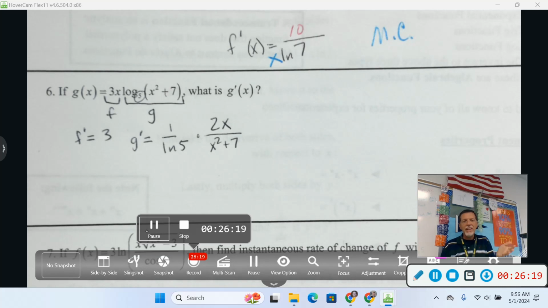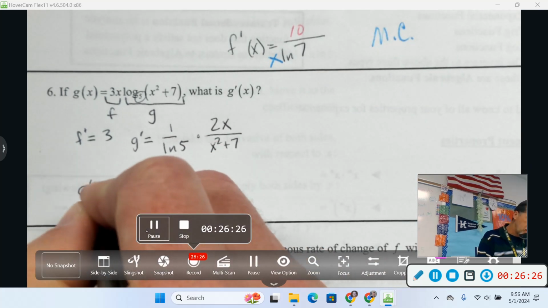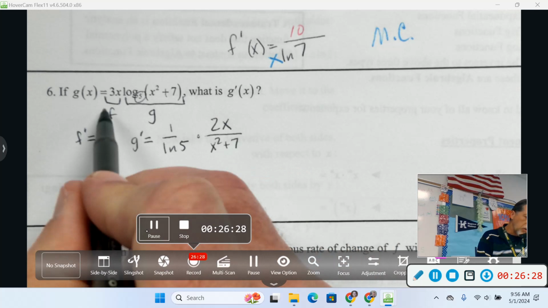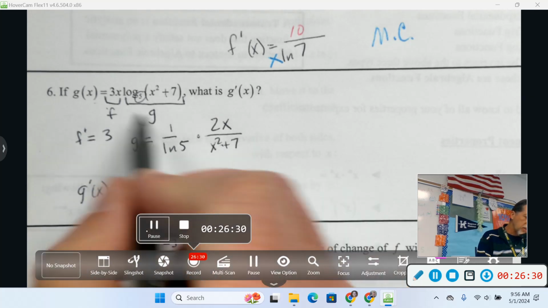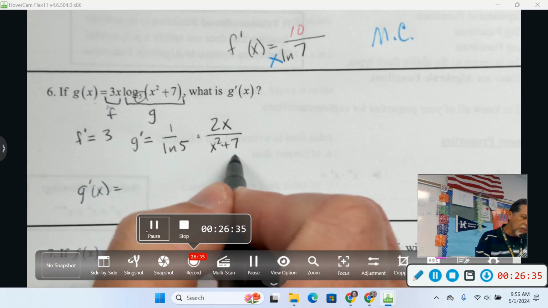Okay, but I'm not done. Now I've got to put all the pieces together, product rule style. So 1 times the derivative of the other. So I'll do f times g prime and see if I can put this stuff together on the fly here.